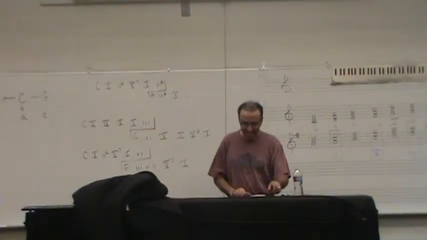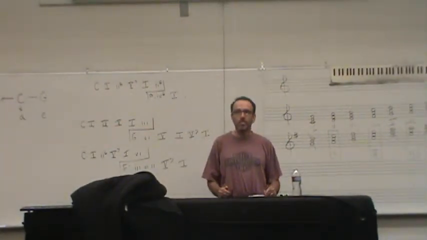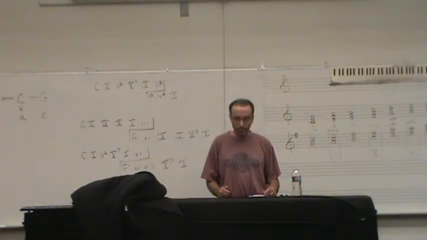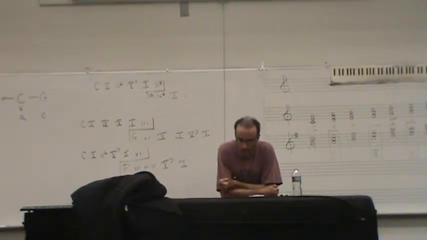Go ahead. All right, so we okay with number 6? We got two possibilities there. Number 6, it could be a 4, which would become 1 in D, or it could be a 6 chord, which would become 3 in D.